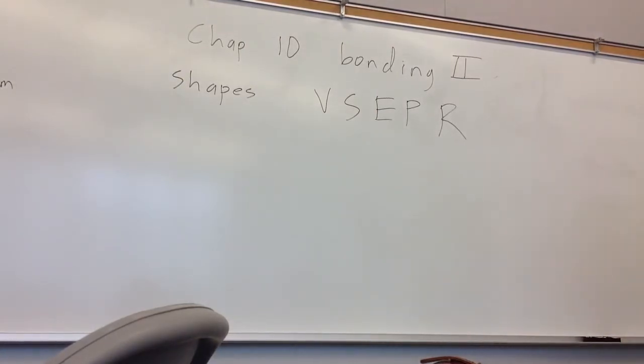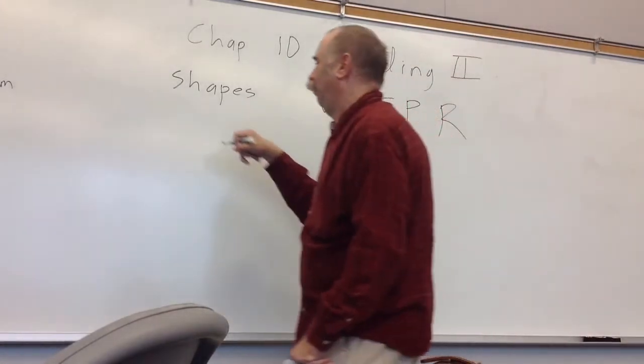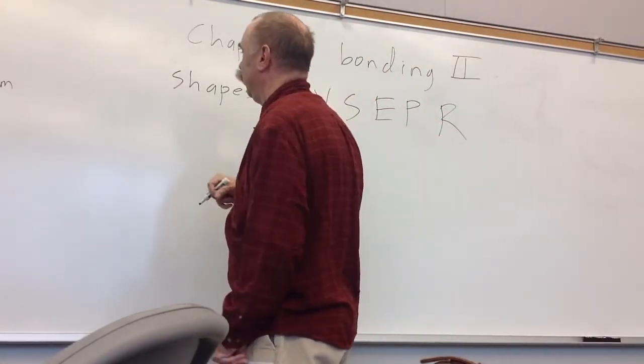If I had two clouds of electrons, would they want to be in the same part of space? Aren't electrons negatively charged, so they want to get away from each other? That's all there is to this idea of valence shell electron pair repulsion. Electrons are negatively charged. They're going to arrange themselves in three-dimensional space to be as far apart as possible. We're going to start out with really simple shapes.